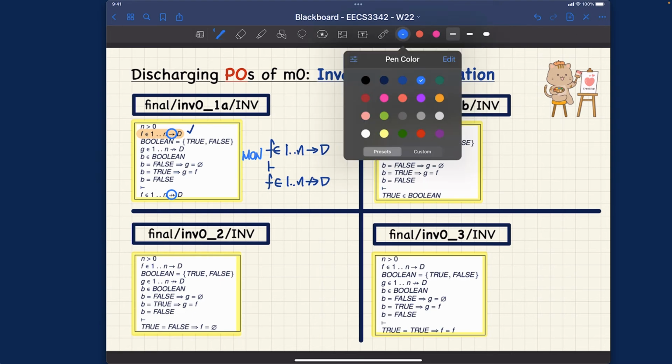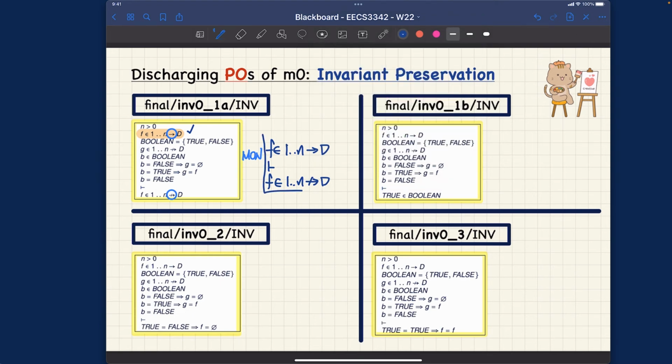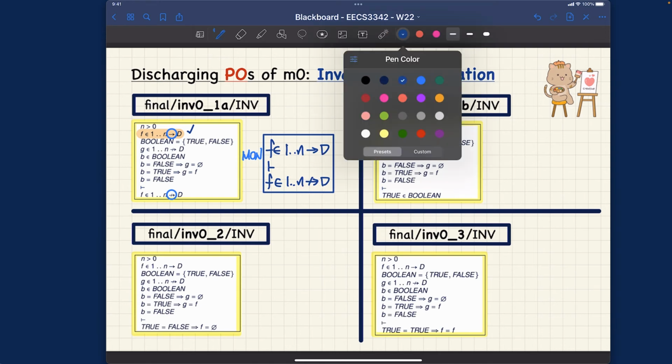Right, let's now box it over here. Okay, and this one here, I believe we can say by arithmetic we can prove it, because given that it is a total function, we know that it is always a partial function. Okay, so by arithmetic, now it's proved.